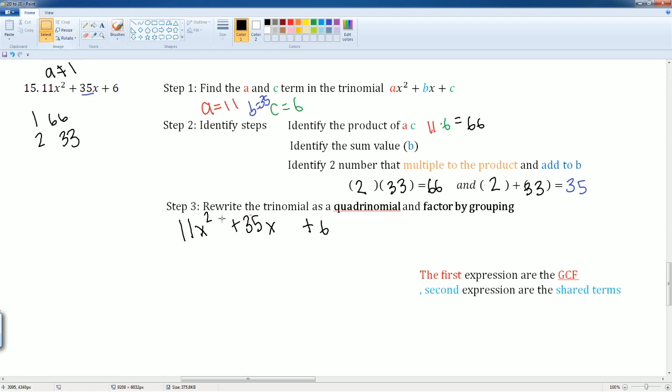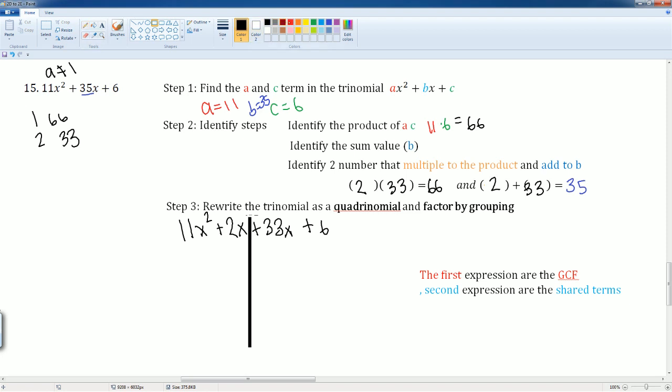Notice that now the 35x can be split into two parts, which is 2x plus 33x. That's what I'm doing. That's the reason for the second step. Now we can factor by grouping because it is a quadrinomial. Here's that line to help us see the two parts. Okay, we always draw that line.